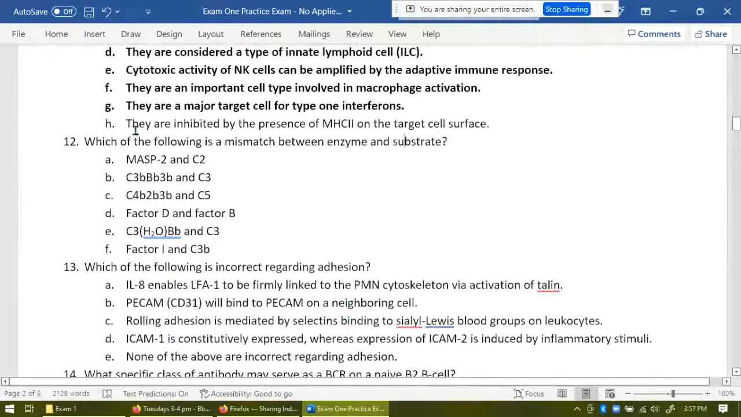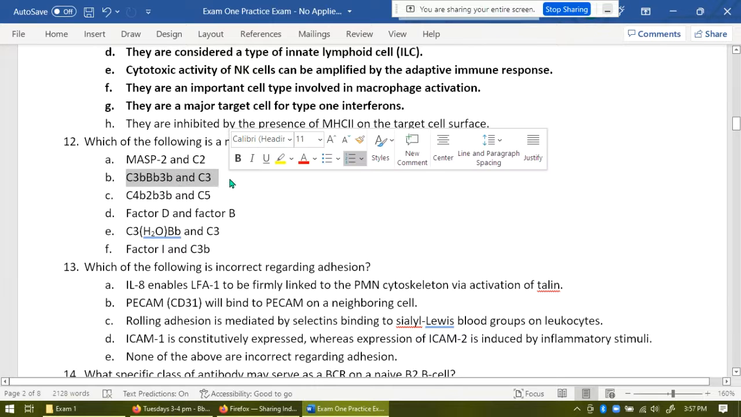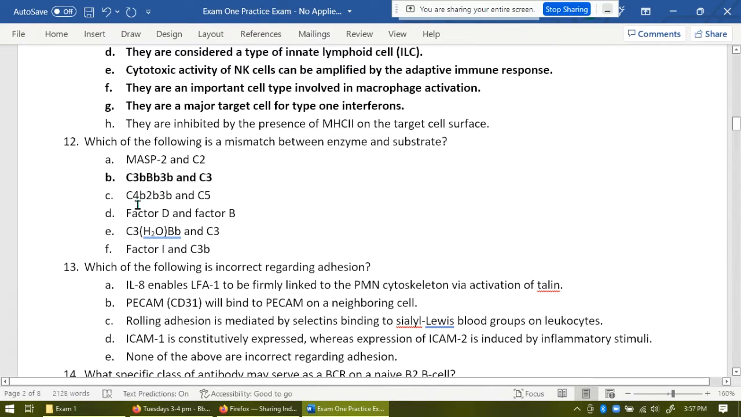Okay. Which of the following is a mismatch between enzyme and substrate? MASP2 and C2. Nope, that one is true. MASP2 cleaves C2 in your lectin pathway. C3b, Bb, and C3b, and C3. This is your alternative pathway C5 convertase. So that one's going to be a mismatch.